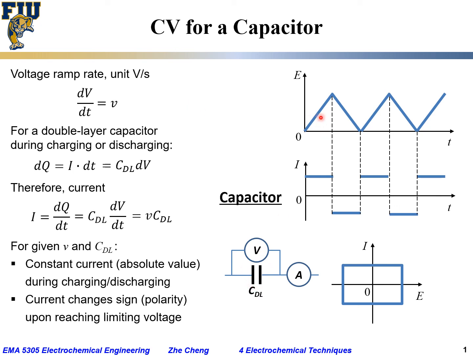When we linearly ramp up the potential, ramp down the potential in cycles, we would have constant current for charging, constant current for discharging. And then charging, for example, could be one polarity, in this case, for example, positive. The discharging could be negative. Okay? And the CV curve looks like a perfect rectangle.